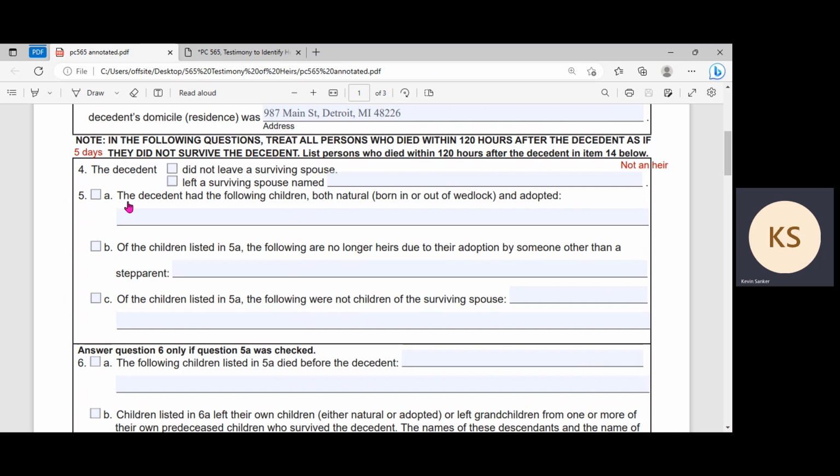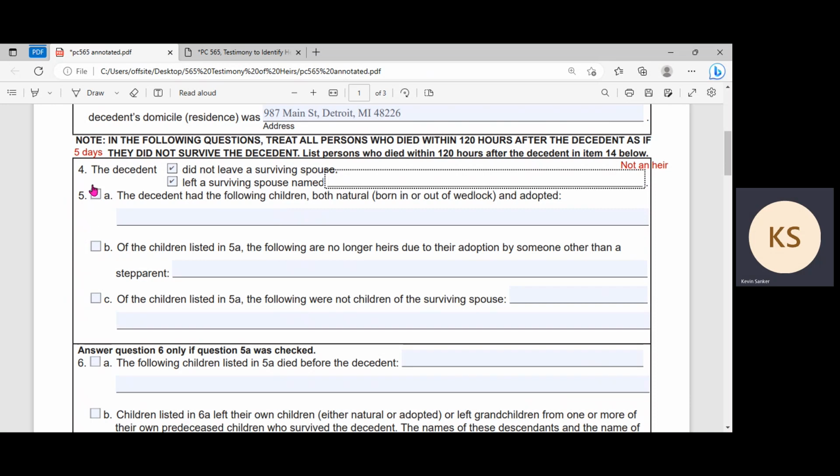It's a little confusing, and if this applies to your situation, I strongly recommend you hire an attorney to help with this form. But moving on to 4, the decedent did not leave a surviving spouse or left a surviving spouse. You'll check the applicable blocks, and then if there is a name, you'll fill that in.